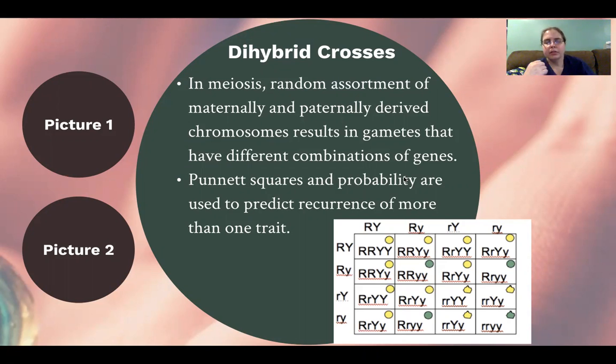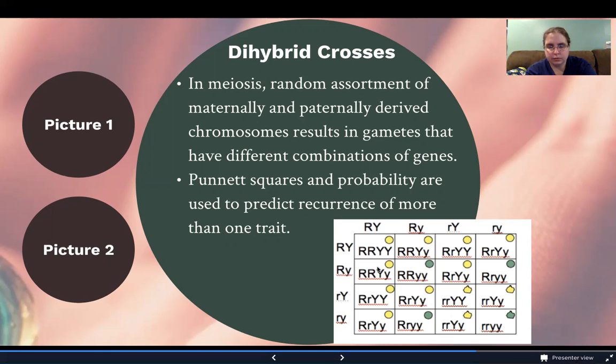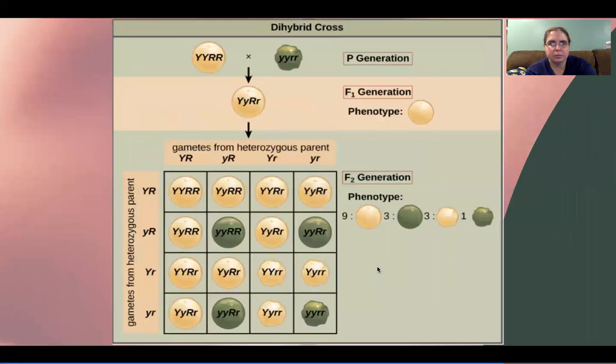So we can look at the occurrence of the purple flower with a tall plant versus purple flower with a short plant, or white flower with a tall plant, or white flower with a short plant. Here they also show that as well. Let's see if we have a couple other pictures though.